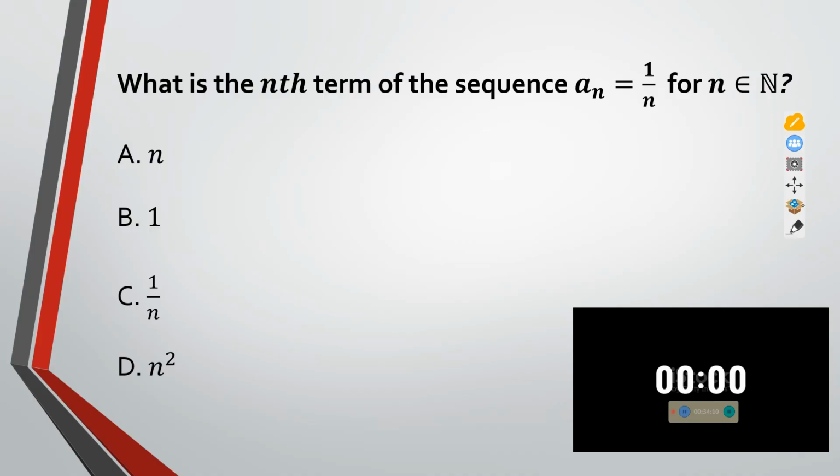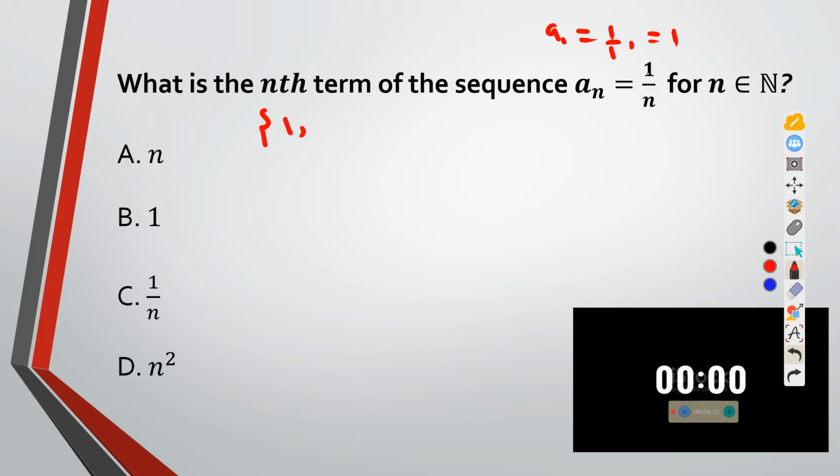What is the nth term of the sequence a_n equaling 1 over n, for n an element of the set of natural numbers? So we need the nth term of the sequence. What will be our sequence? Let us first talk about the sequence. If n is 1, what will be a1? A1 will be 1 over 1, so this will be 1. So the first term of the sequence is 1. The second term, n is 2.